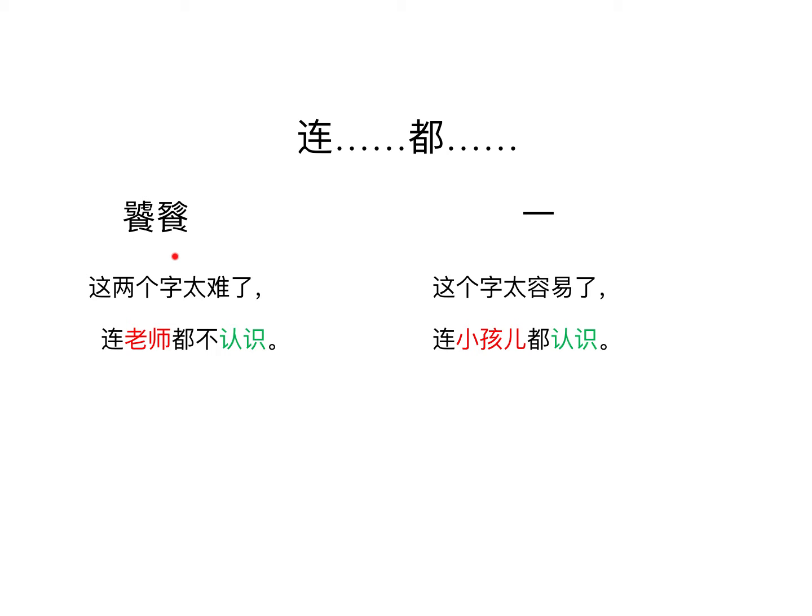这两个字难不难？太难了 right? Even the teacher does not know it. 这两个字太难了，连老师都不认识。Here, even the teacher, right? You emphasize the teacher. So here, you put after 连 and you put the verb after 都. It's a negative form. This character is simple, right? So 这个字太容易了。Even the child can recognize it. 连小孩都认识。It is not a noun anymore, right?